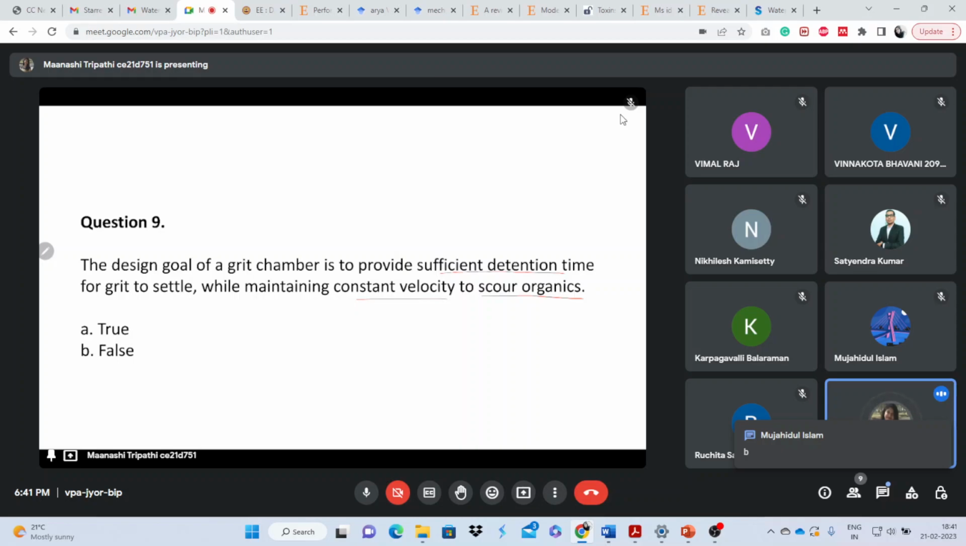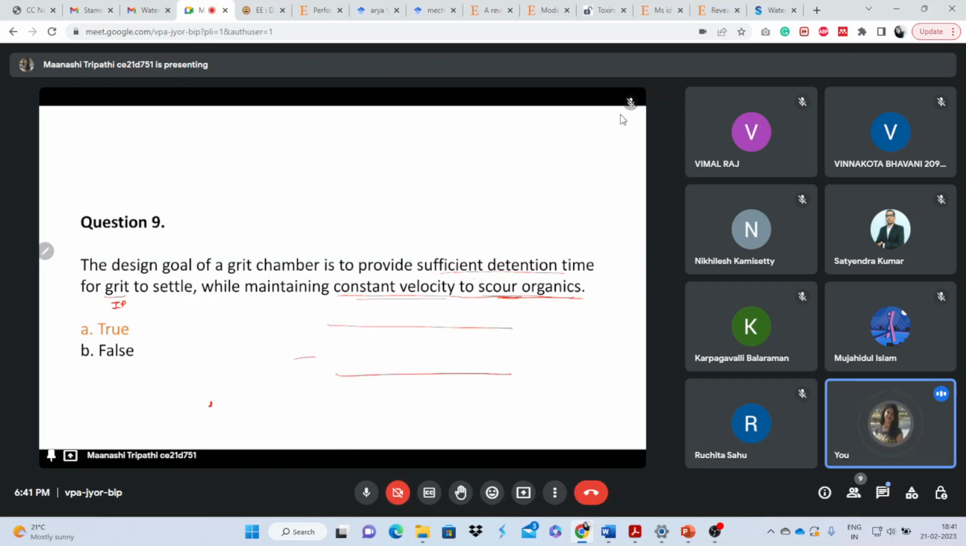Okay, we'll see the answer. The answer is true, because we are providing sufficient detention time for the grit. Grit means inorganic particles, and constant velocity is maintained to scour organics. Scour means to remove organics.